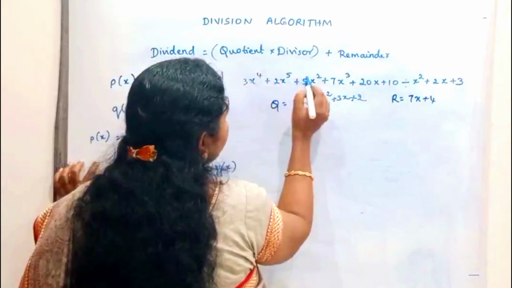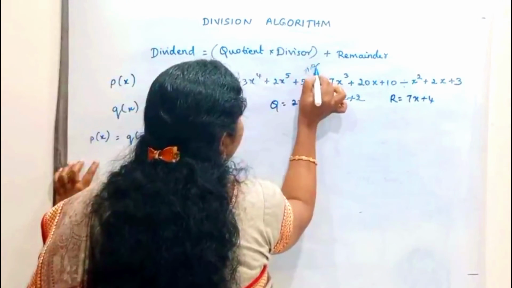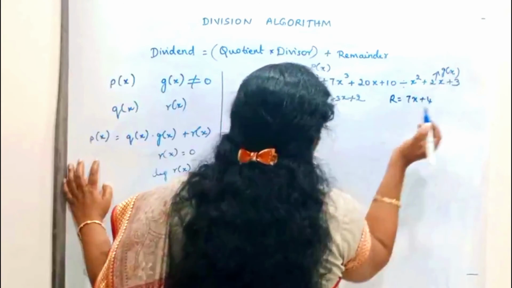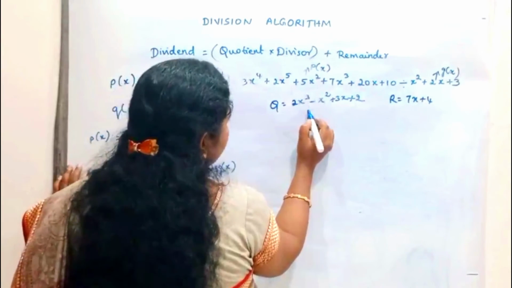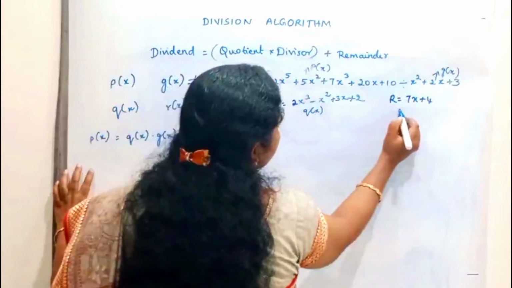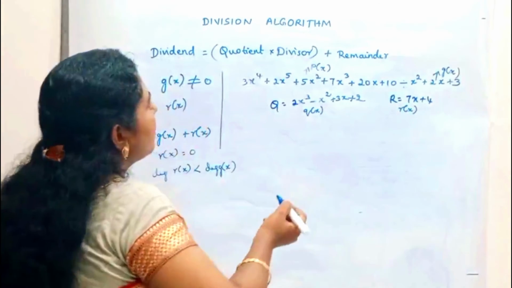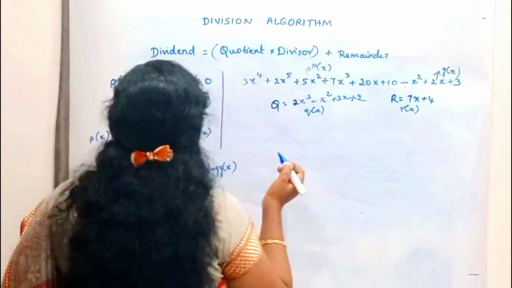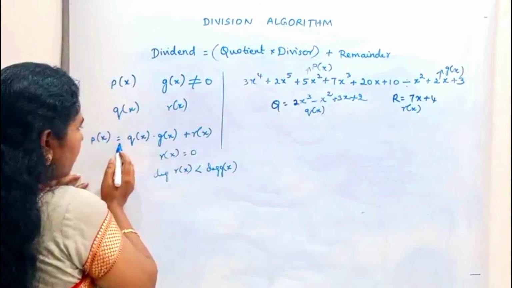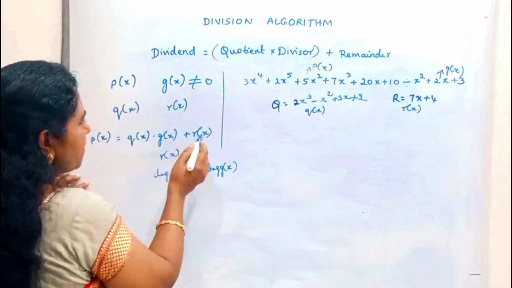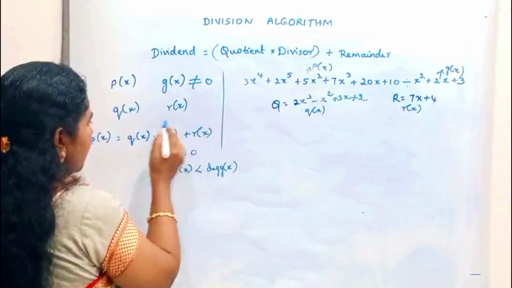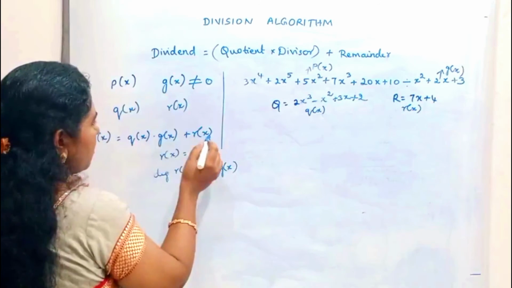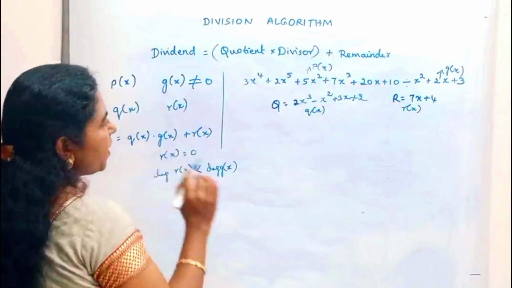So here p of x is the dividend part, g of x is the divisor, q of x is the quotient, and this is r of x. Now we have to check whether this division algorithm works here or not. So p of x should be equal to q of x into g of x plus r of x. First we can start with the right hand side. We can find out q of x into g of x plus r of x and check whether that is equal to p of x or not.